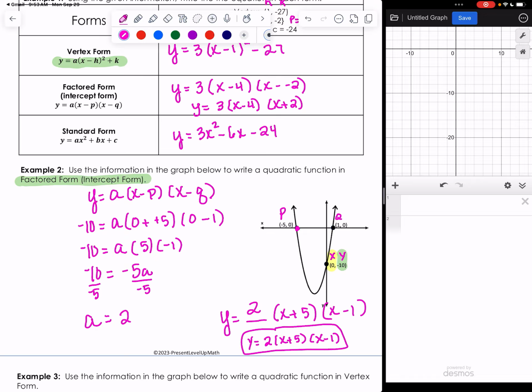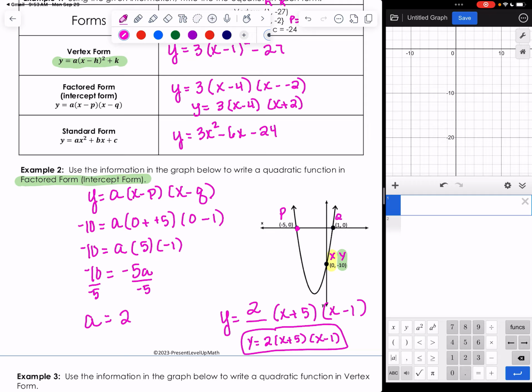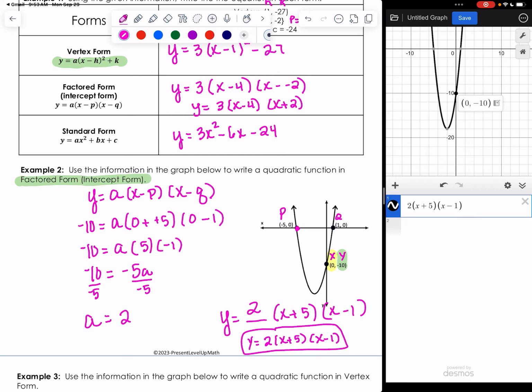Now, let's graph it and see if it matches the original graph we were given. So 2(x plus 5)(x minus 1). All right, so, yep, we have a point at 0, -10. Let's check our zeros. -5, 0, that is correct. And 1, 0, that is correct. So we know we have the answer correct.